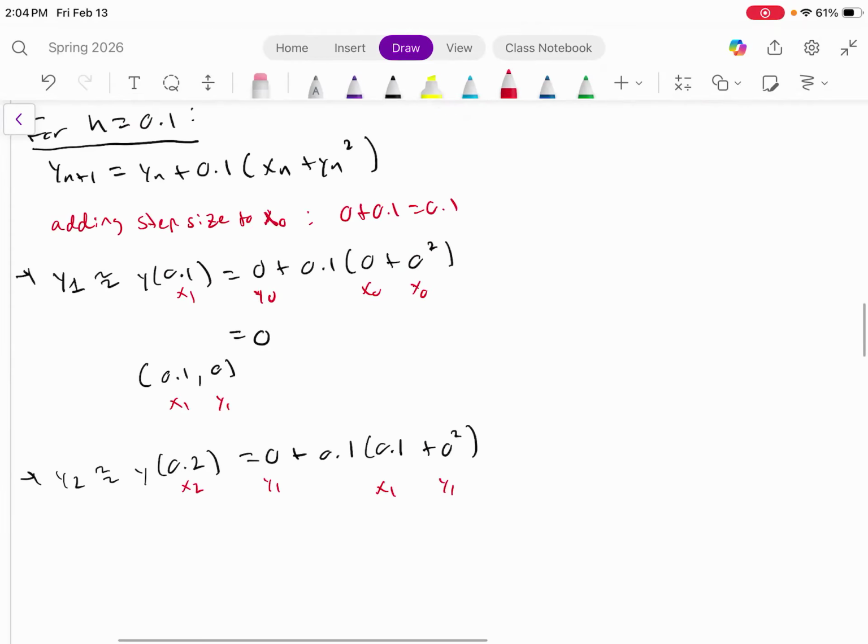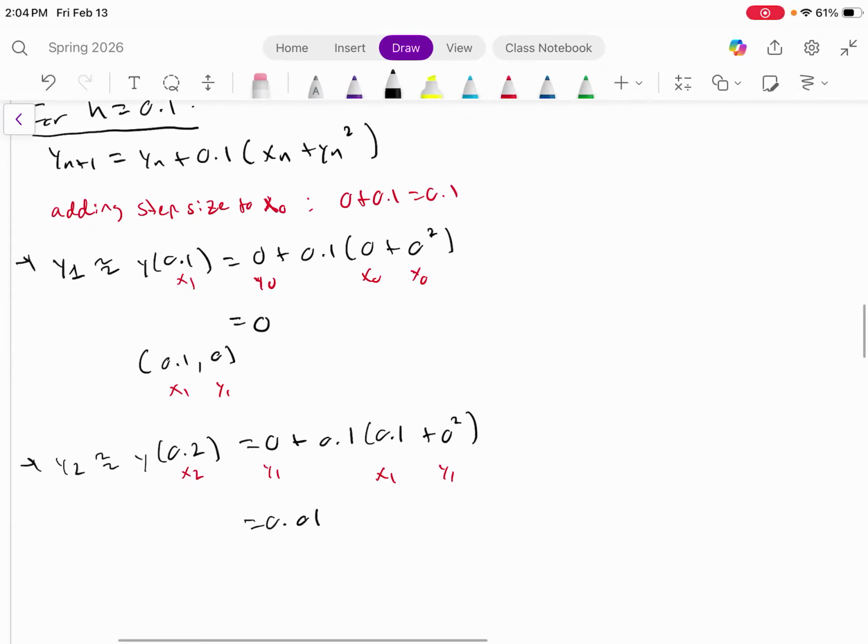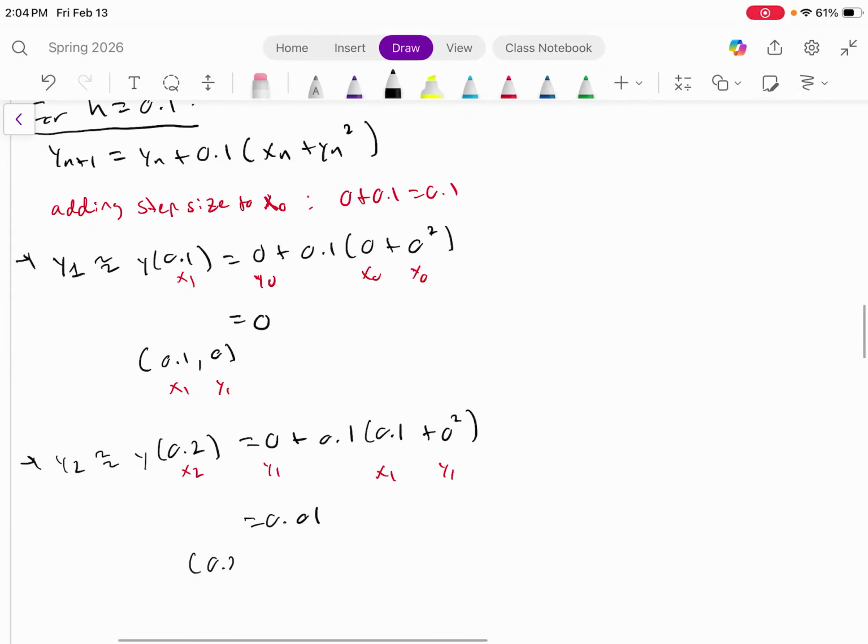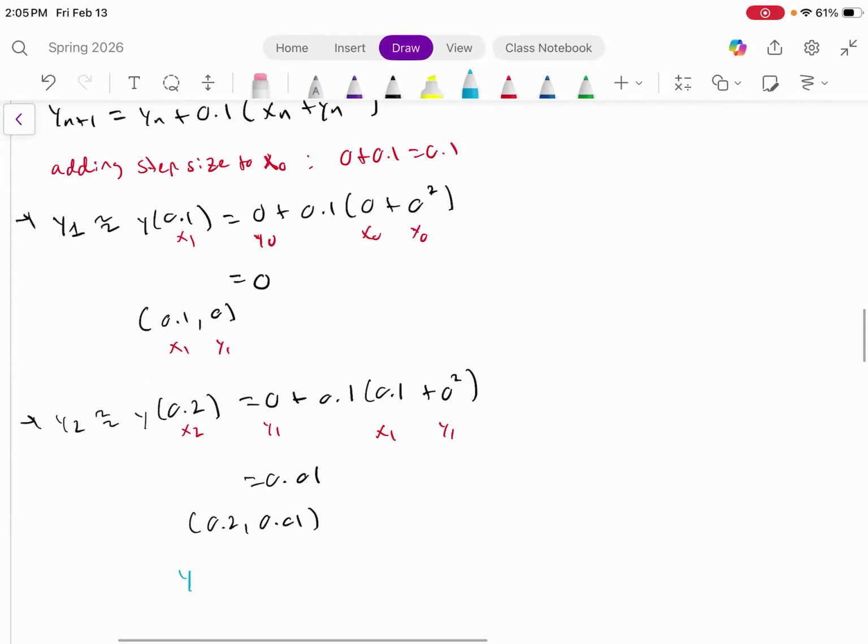If we calculate all these, what I get is 0.01. And so I have the point (0.2, 0.01), and that's pretty much my answer. I wanted to get to y of 0.2, and we found that to be 0.01, and that's my solution. So x2, y2.